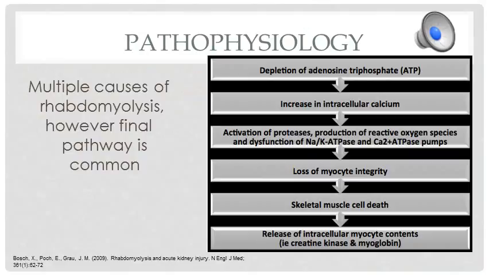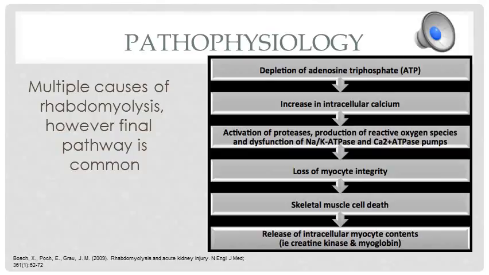So although there are numerous causes of rhabdomyolysis, there is one final common pathway that rhabdomyolysis goes through. First is the depletion of ATP, which is basically the cell's energy source. This causes an increase in intracellular calcium in the cytoplasm and the mitochondria. The increase in the intracellular calcium then causes an activation of proteases and the generation of reactive oxygen species, which ultimately leads to the skeletal muscle cell death.